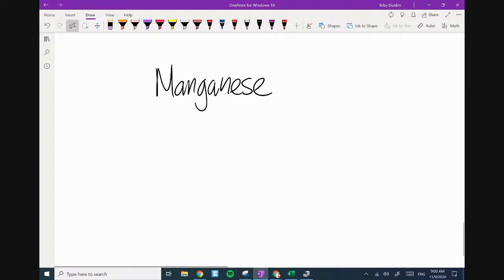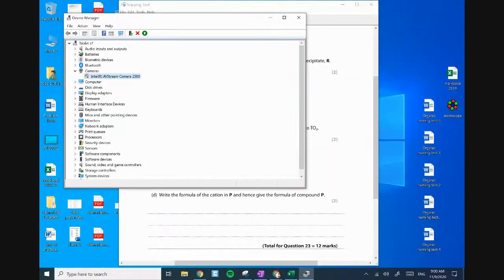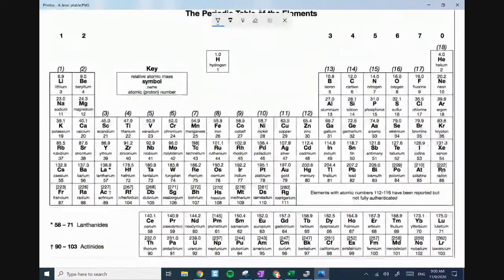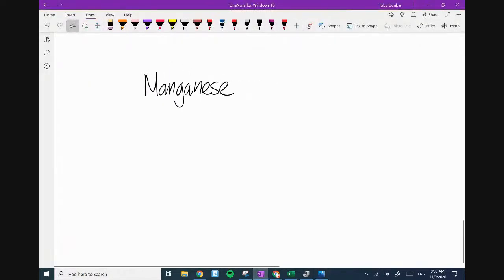Okay, so manganese, let's check it out on the periodic table. Where are you, manganese? Now, manganese is an important one for you guys to know, because, there we go, number 25, just before iron. Now, the first thing I want to do is look at manganese in terms of its colors for the table.